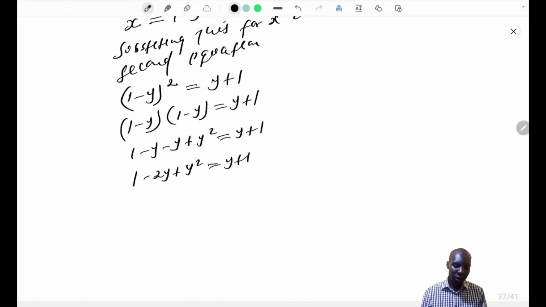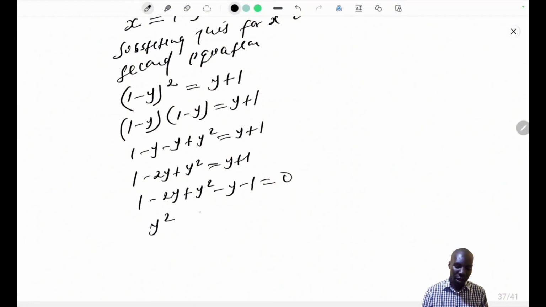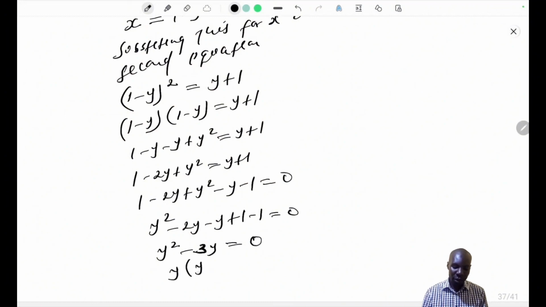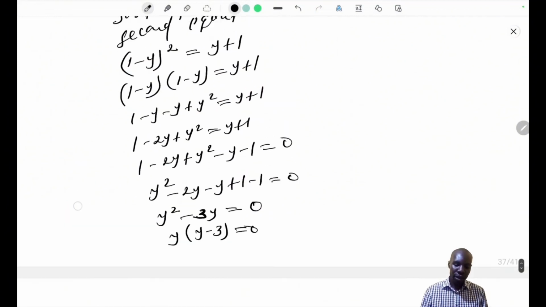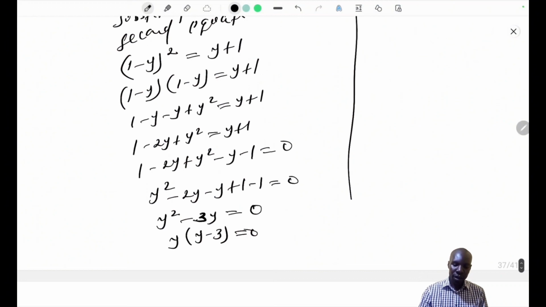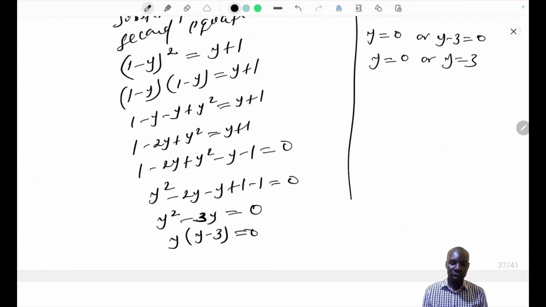So keep on collecting the like terms. We'll say 1 minus 2y plus y squared minus y, if this comes to the left hand side, minus 1 equal to 0. So we'll have y squared minus 2y minus y plus 1 minus 1 equal to 0. So y squared minus 3y equals 0. So y is common factor, in bracket y minus 3 equal to 0. So that is going to give us y is equivalent to 0 or y minus 3 is equal to 0. So y is equal to 0 or y is equal to 3. So that is the value of y.